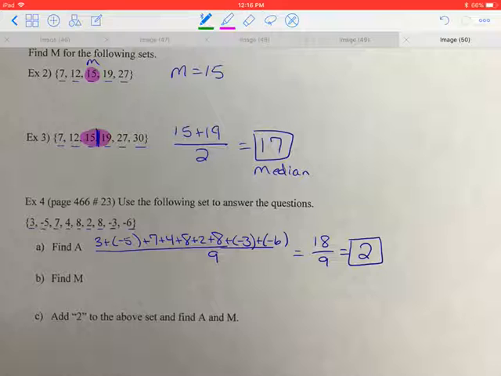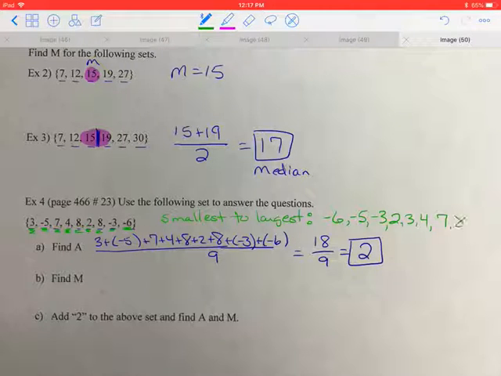Let me switch colors. Let's go ahead and arrange this smallest to largest. So if I put that data in order, the smallest number is going to be the biggest negative number. So that would be this number right here. So -6, then I would get -5 followed by -3. Okay, so I'm done with my negative numbers. So if I start looking at my positives, I have a 2, a 3, and a 4. So 2, 3, 4. And then I have a 7, an 8, and an 8.